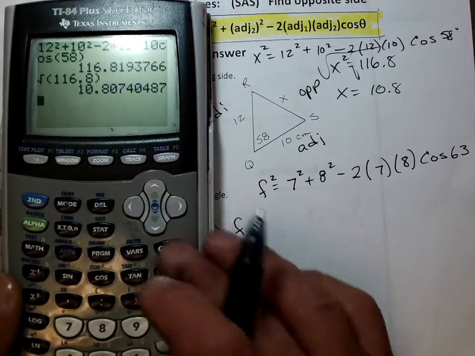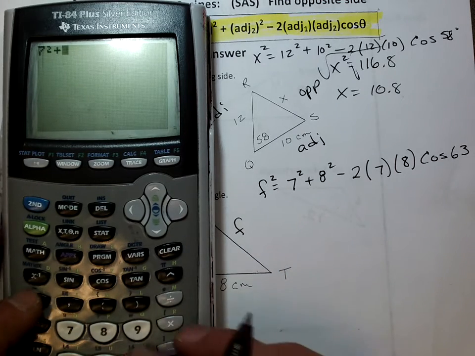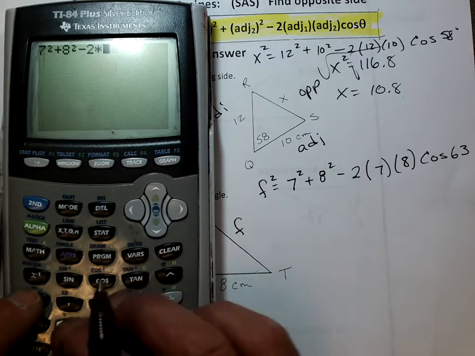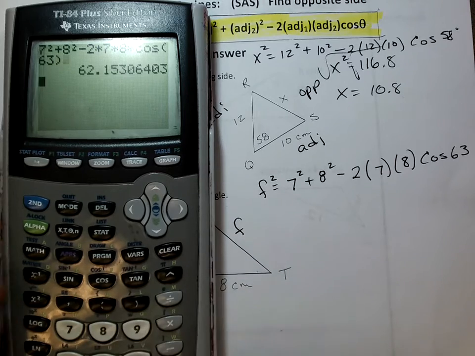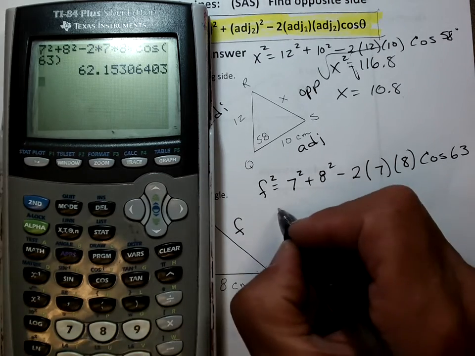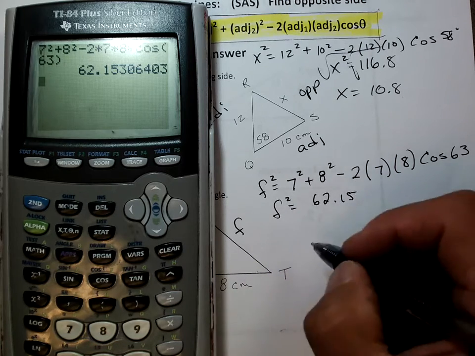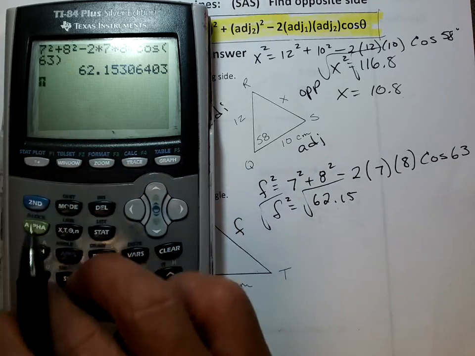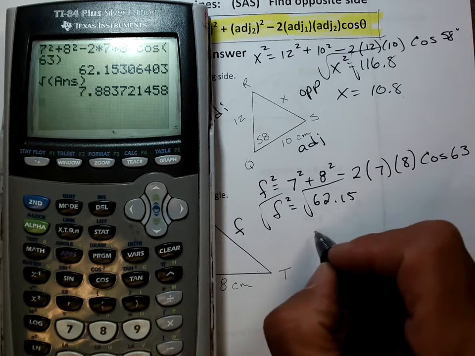So I'm just going to clear that and hit my calculator. 7 squared plus 8 squared minus 2 times 7 times 8 times the cosine of 63, and I get an answer, but that is f squared, right? That's f squared is equal to 62.15. So I'll take the square root of that 62.15, and I get an answer of about 7.88. Little f is 7.88.